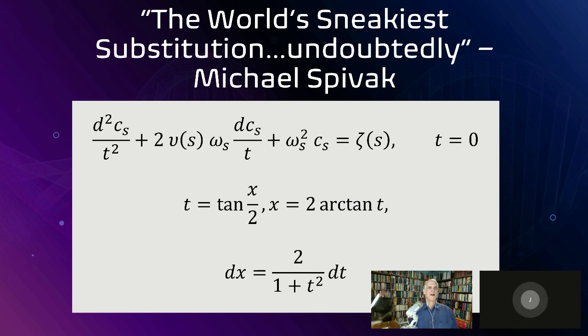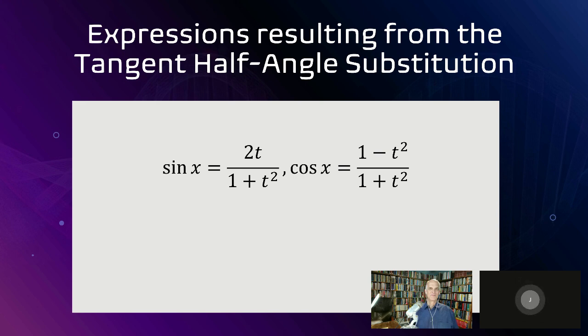The world's sneakiest substitution, undoubtedly, is the tangent half angle substitution. It's where you set t equal to tangent of x over 2. Sneaky mathematicians, then. Yeah, it is kind of. I agree with you, I just never heard it called that before. That's what he said in one of the books he wrote. He just kind of said it's sneaky. It's like, are you sure that's legit? But it is. There are a number of proofs for it, and it becomes very useful.